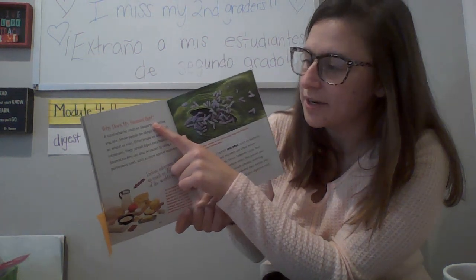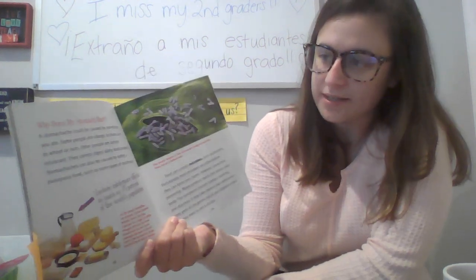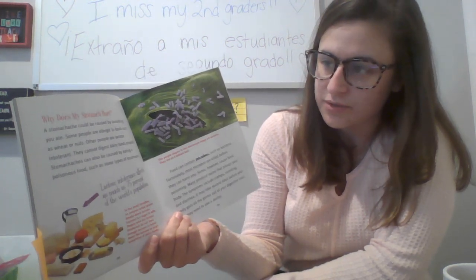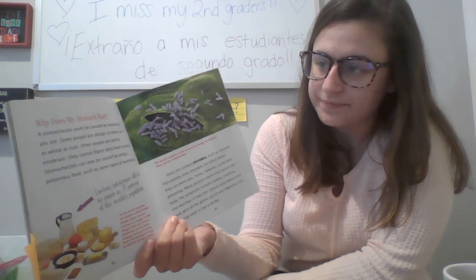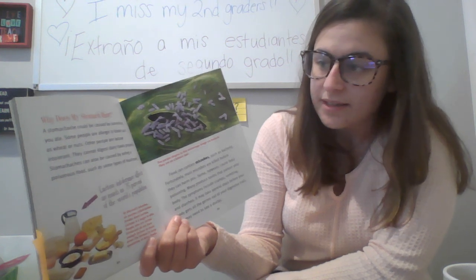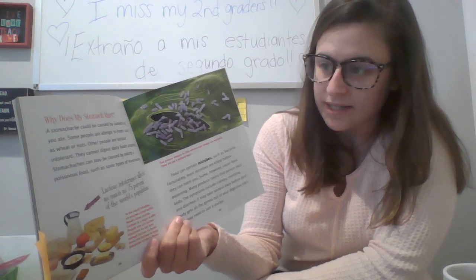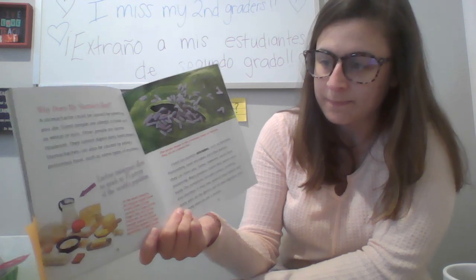Why does my stomach hurt? A stomach ache could be caused by something you ate. Some people are allergic to foods such as wheat or nuts. Other people are lactose intolerant. They cannot digest dairy food properly. Stomach aches can also be caused by eating a poisonous food, such as some types of mushrooms.